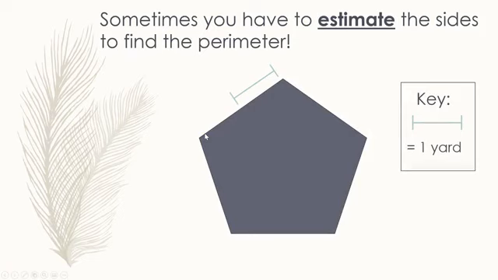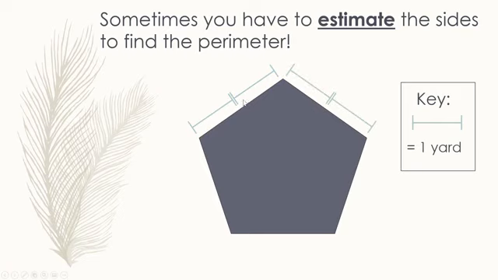Now, there might be some times where you have to estimate the sides to find the perimeter. When I have to estimate, I'm always going to have a key, so it's important to look there first. I see that one of these is going to equal 1 yard. Now I see that same image on the side of my pentagon here. When I'm looking, I see that I can probably fit about 2 of these on one side of my pentagon. Since I can count 2 of these on one side of the pentagon, that means that each side is going to be about 2 yards long.